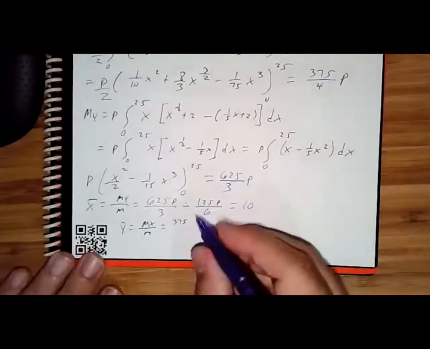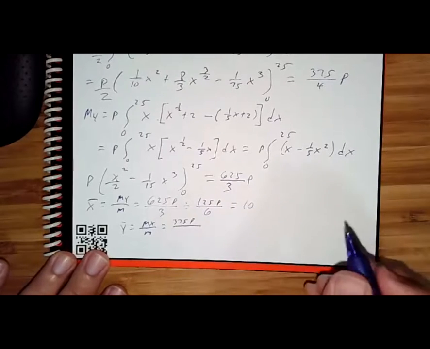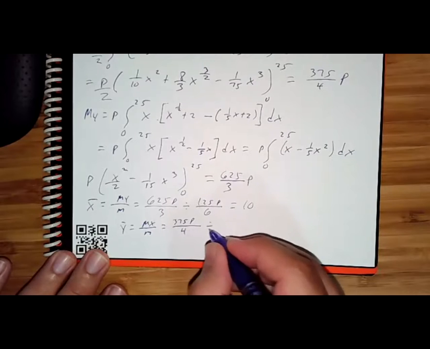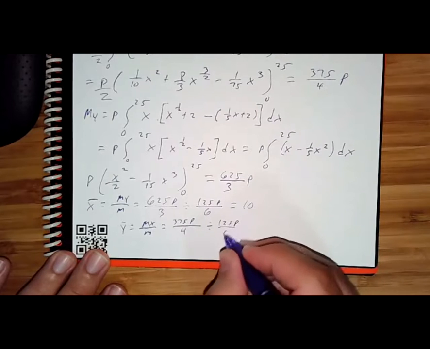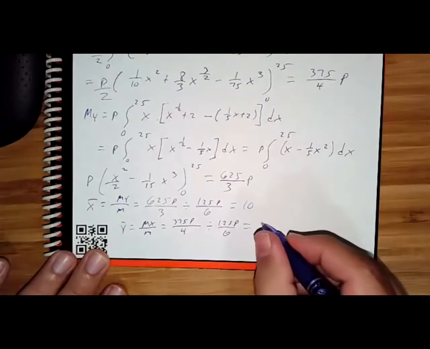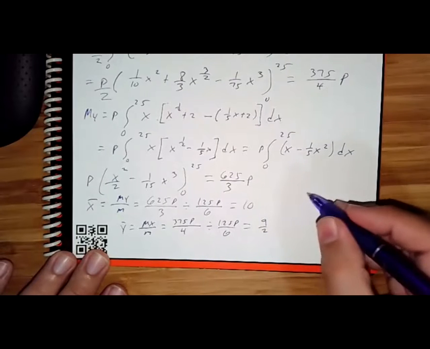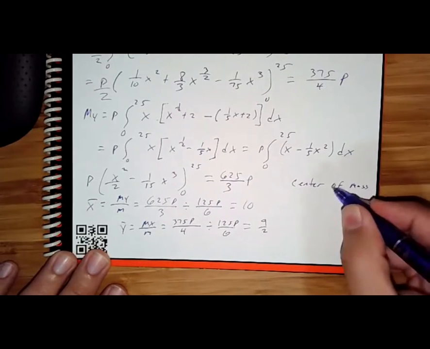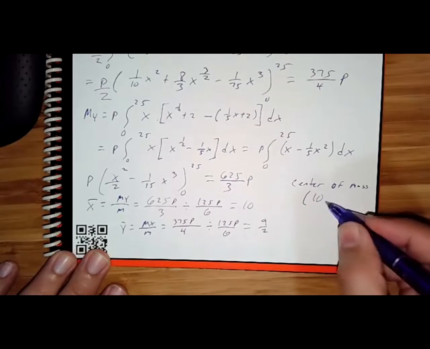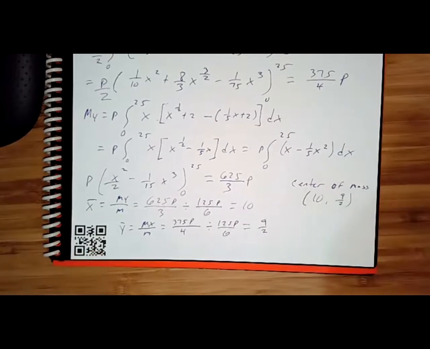Yeah, thanks. 375 p over 4 divided by total mass, which is 125 p over 6. So this will be 9/2. So the center of mass is going to be 10 comma 9 halves. So that's the location where that object that we graphed at the very beginning will have a perfect balance.